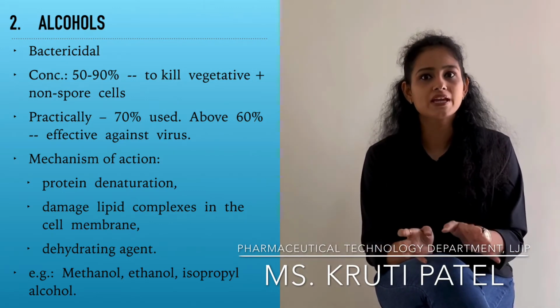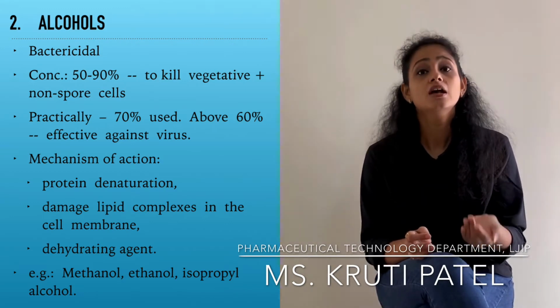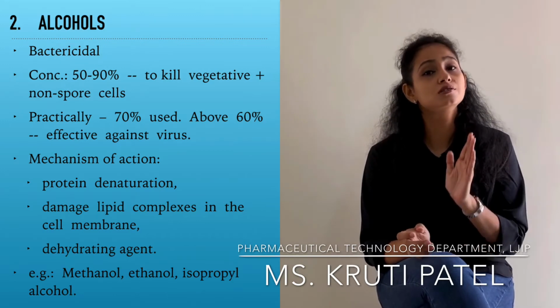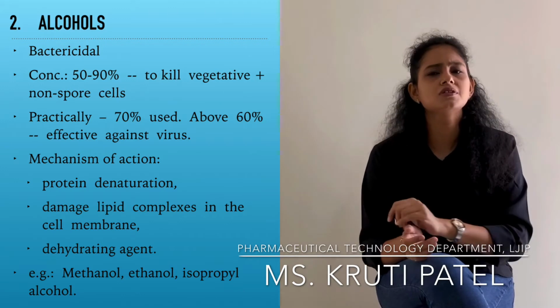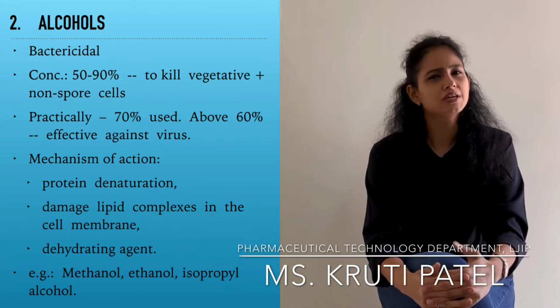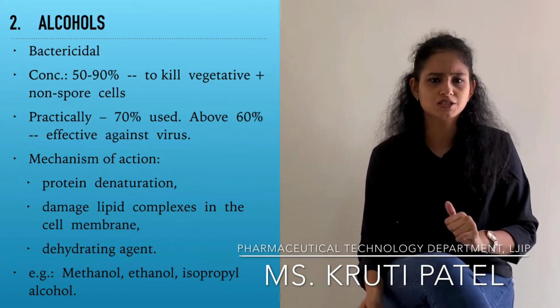So always, to stop dehydrating the microbial cell, 50 to 70% alcohol is used for sterilization purposes, and in most cases 60% alcohol is used as the sterilizing agent. Or practically we can say 70% alcohol is used for sterilization purposes.